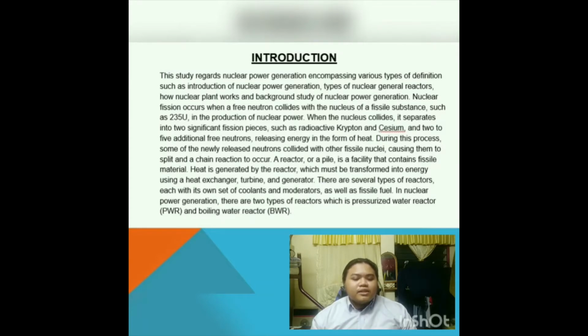During the process, some of the newly released neutrons collide with other fissile nuclei, causing them to split and a chain reaction to occur. A reactor or a pile is a facility containing fissile material. Heat is generated in the reactor, which must be transformed into electricity using a steam turbine and generator.